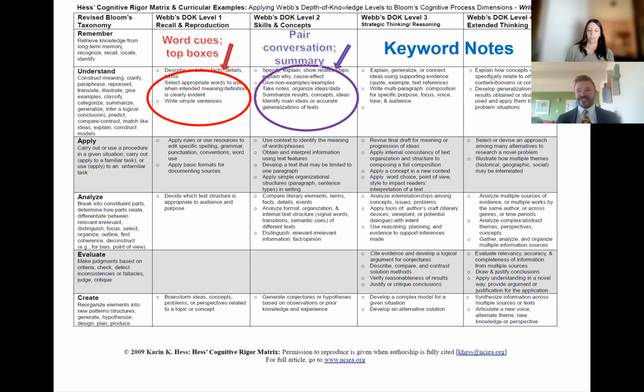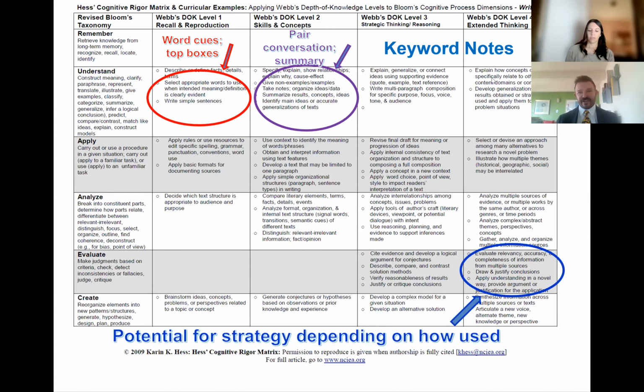But this is what I want to show you. And it depends, of course, on the level of text complexity. It also depends on what the standard is that we're working on. But the potential of the standard can actually get over to here, all the way over to DOK4 extended thinking if I'm using multiple pieces of text, right? And I'm actually having to draw and justify my conclusions.